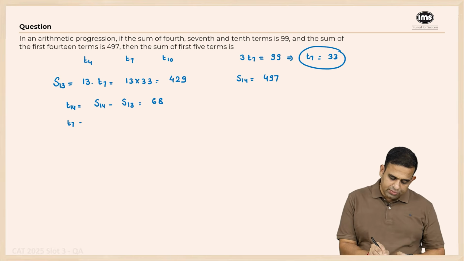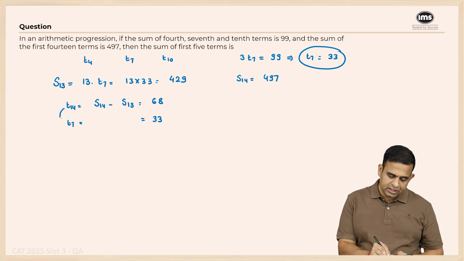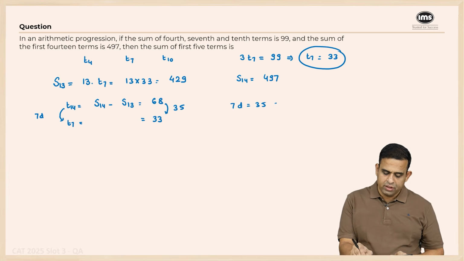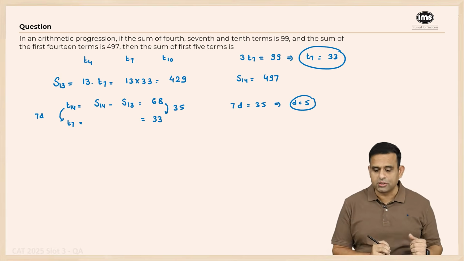Your 7th term came out to be 33 over here. The required difference between these two will be 7 times D. This will come out to be 35. So if 7D is 35, your D becomes equal to 5. That is also something which you can possibly do. Again, it is slightly out of the box thinking.